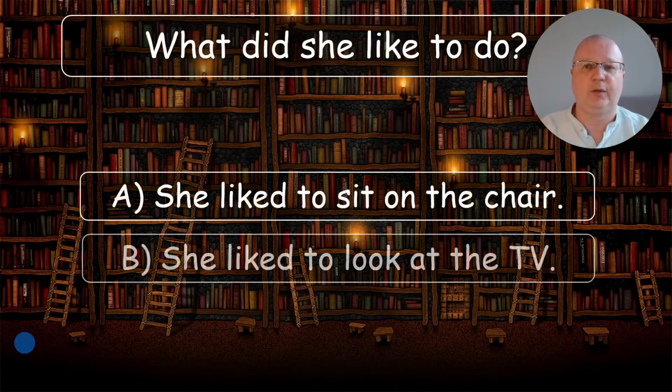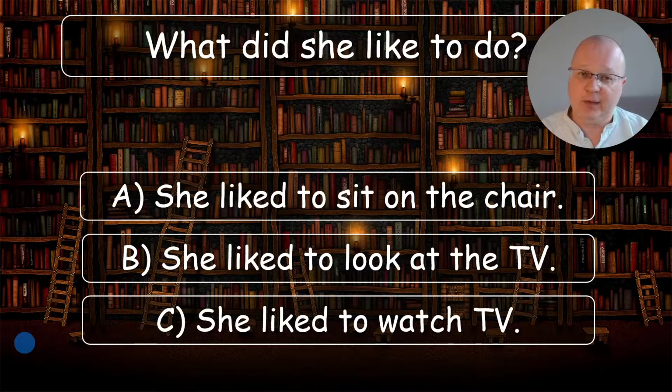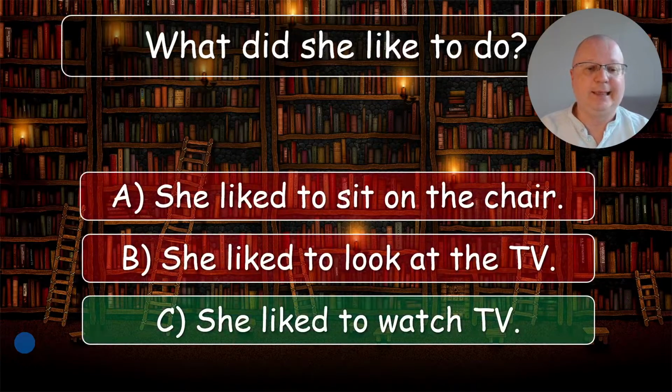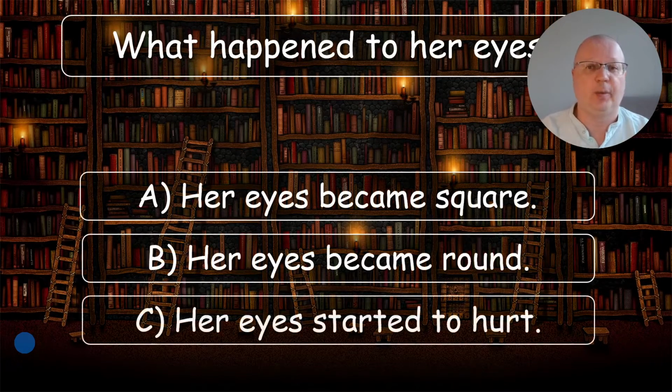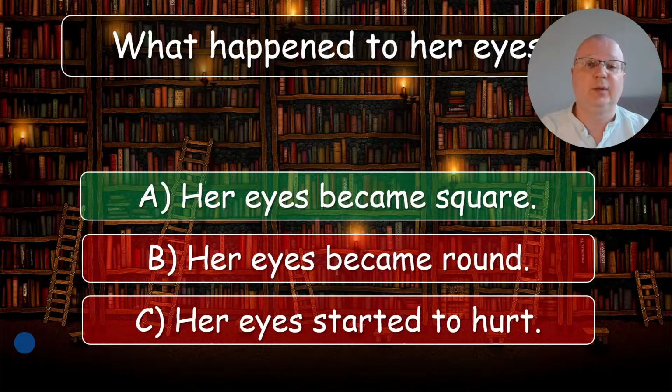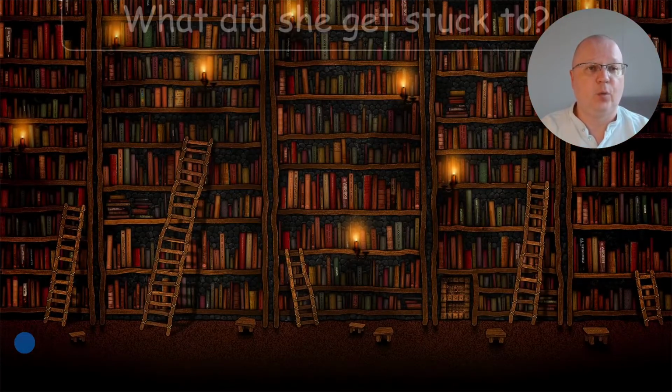Then you invite the next pair of students, so there is a nice rotation, and you ask the next question. What did she like to do? And they need to choose the correct answer. In this case, it is C. She liked to watch TV. Then next question and the next pair of students. What happened to her eyes? Her eyes became square.